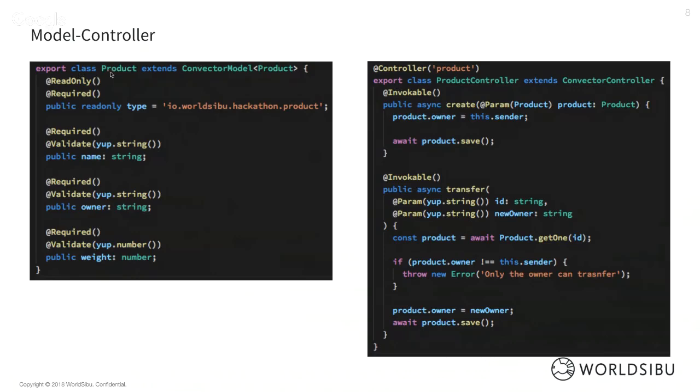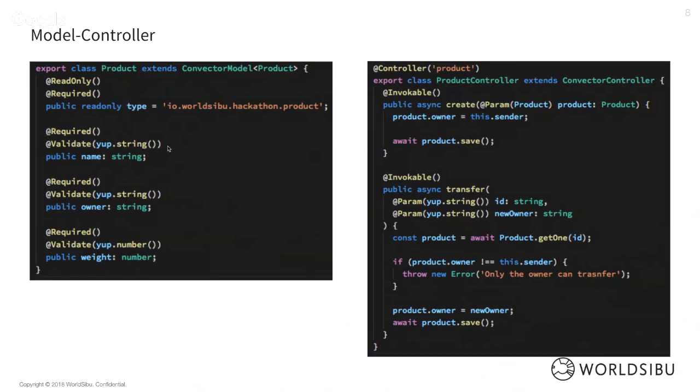So basically, you have a class named Product. This class extends the Convector model, and it's pretty much just a list describing the properties of this model. So a product may have a type, a name, an owner, the owner of the product, and a weight of the product. And this is actually the example that I was showing you on the first blockchain example, on the card and the organizations transferring the products. This is actually the model describing that.